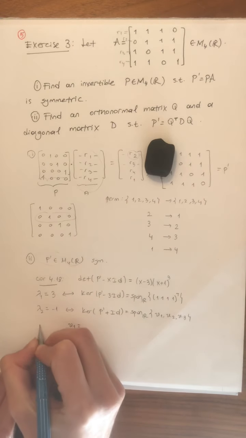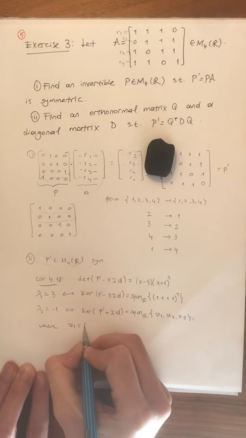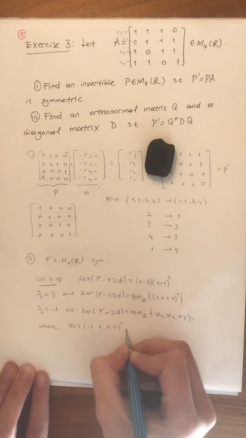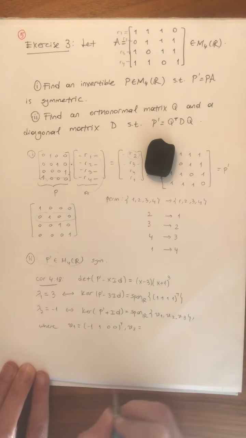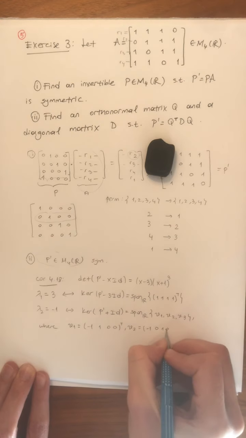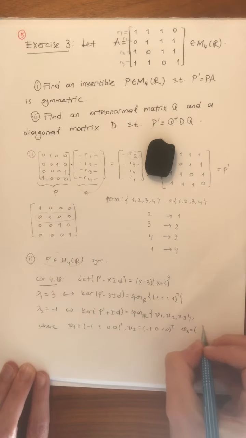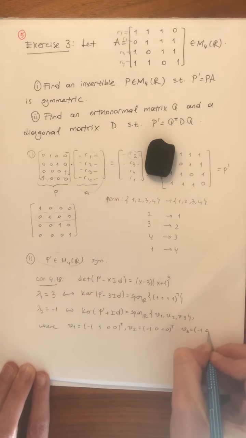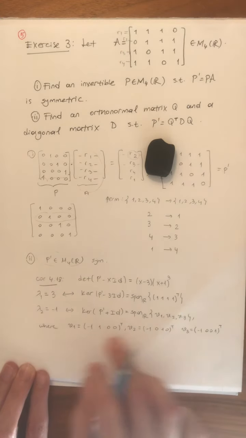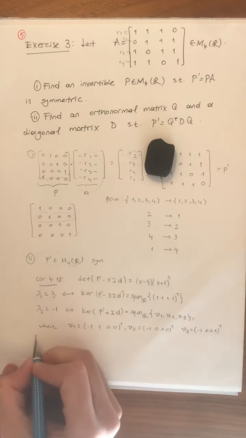And here V1 is the vector minus 1, 1, 0, 0. V2 is minus 1, 0, 1, 0. And we can find the other basis element as minus 1, 0, 0, 1. So here I just computed the eigenspace for the corresponding eigenvalue minus 1.